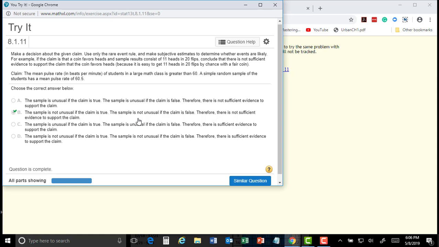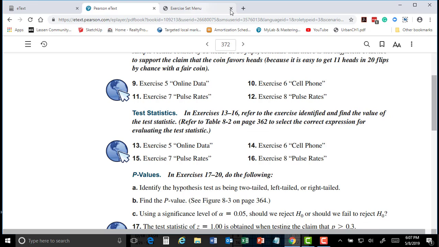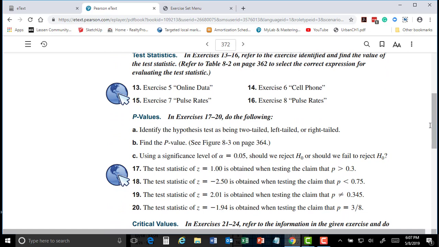Let's go back. Let's see what we got here. These are just some more exercises. That was the pulse rate. Okay, let's go to the test statistics, or whatever they're asking here.